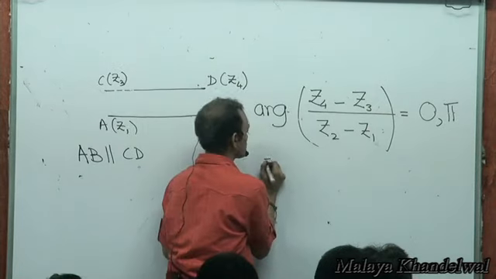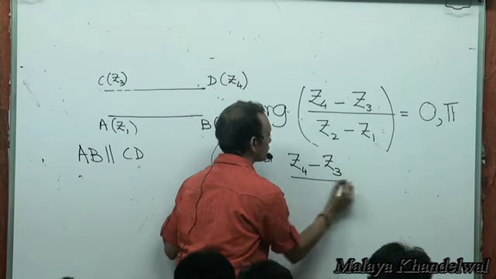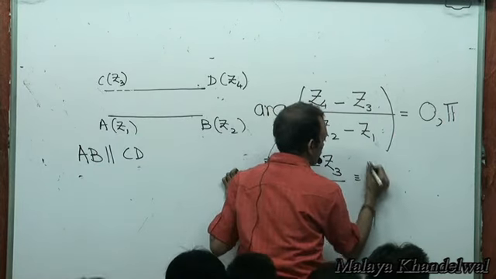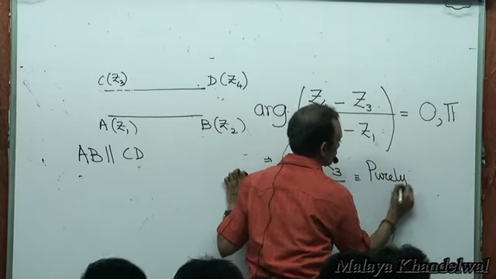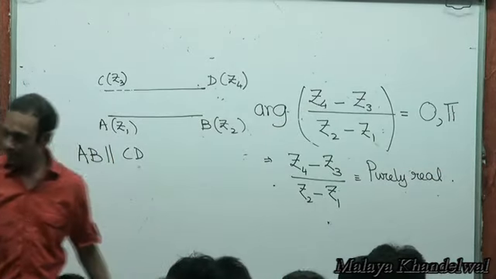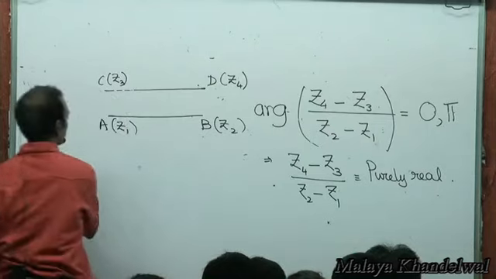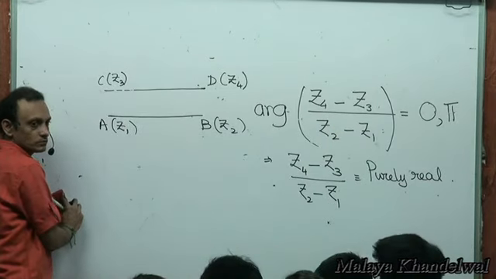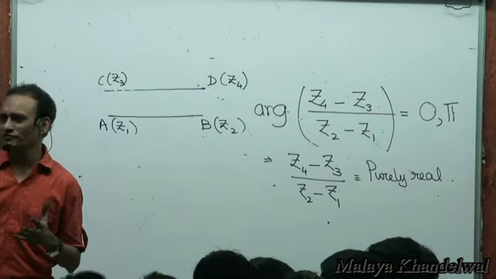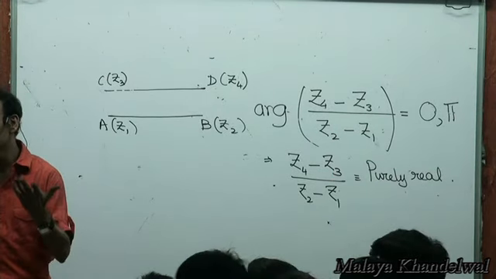That means Z4 minus Z3 over Z2 minus Z1 must be purely real. This must be a purely real number. When we are talking of 3 points, we were speaking of collinearity. This time there are 4 points. So we are talking of parallelism.